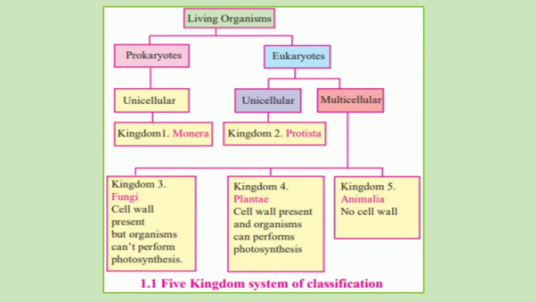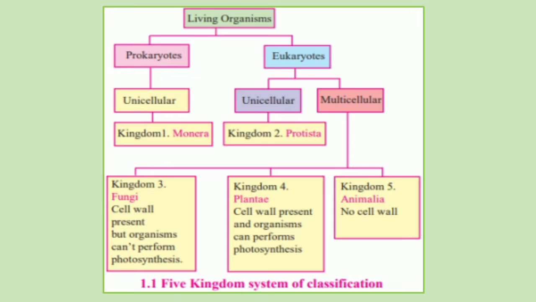This is the classification of living organisms. Living organisms are classified into prokaryotes and eukaryotes. Prokaryotes are unicellular, and all the living organisms which are unicellular and having prokaryote cell are placed in kingdom Monera, which is the first kingdom.